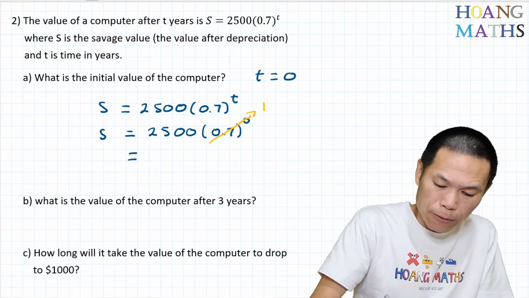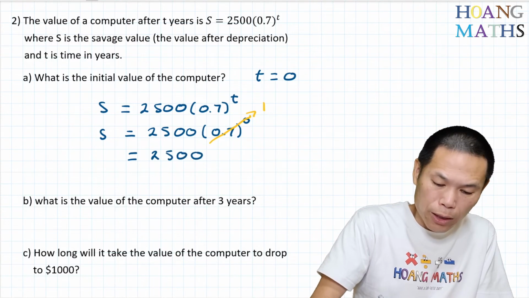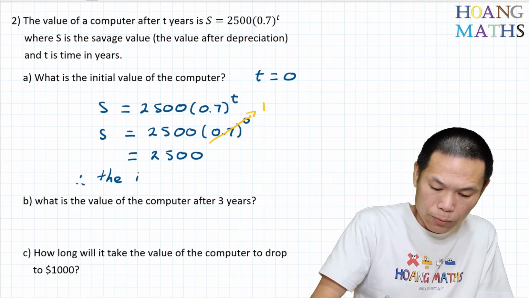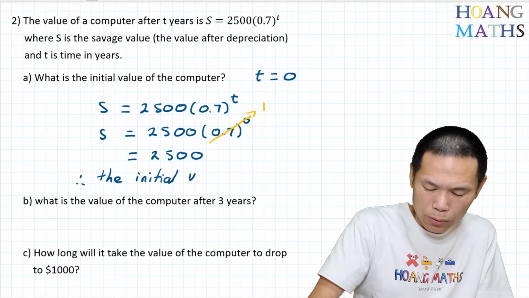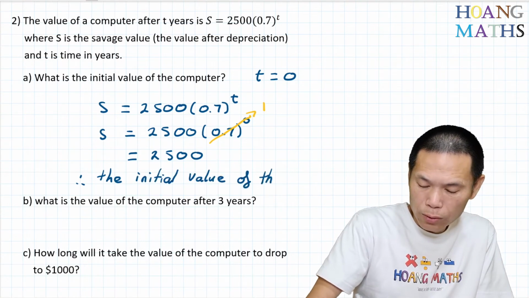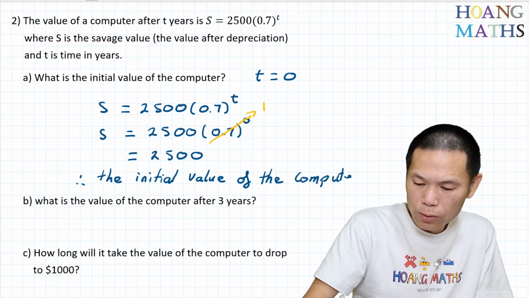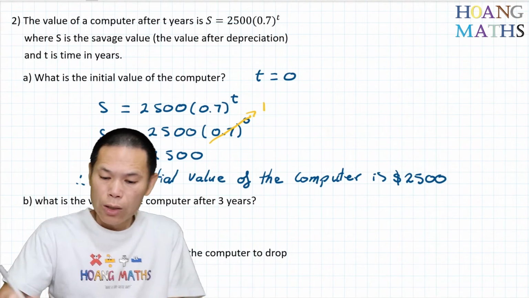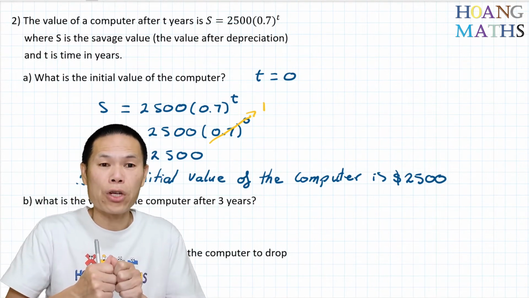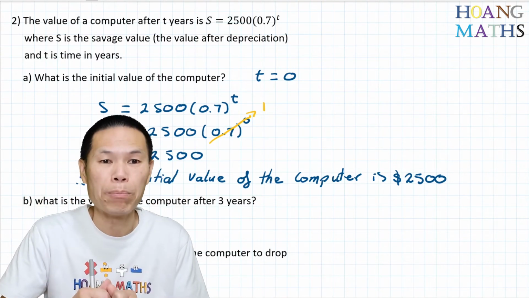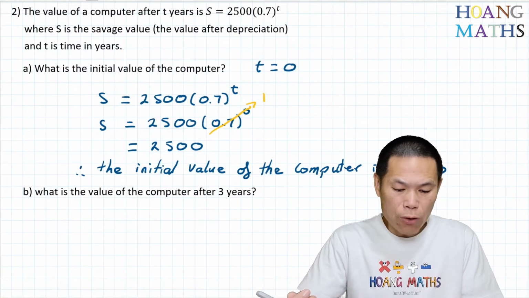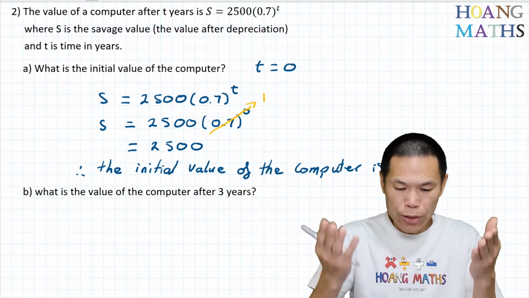So that is 2,500. So therefore, the initial value is... So there you go. $2,500 is the initial value of the computer. Part B. What is the value of the computer after 3 years?